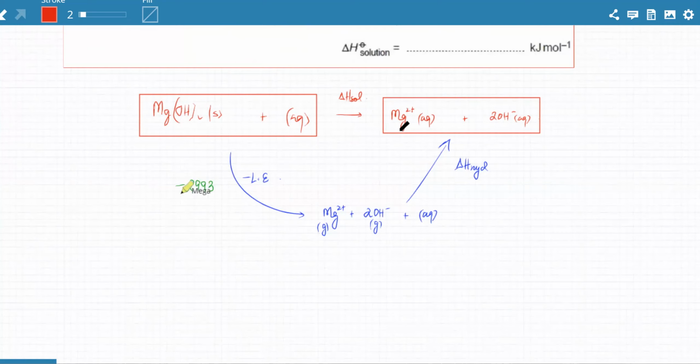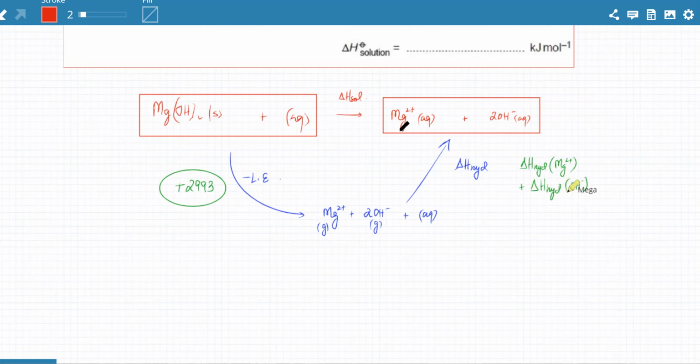And then you're hydrating the ions. Now you have to be very careful. Okay, how many ions are you hydrating? So that's basically delta H hydration of Mg2 plus, and delta H hydration of OH ions, but that's into 2. Okay, so that's going to be multiplied by 2.